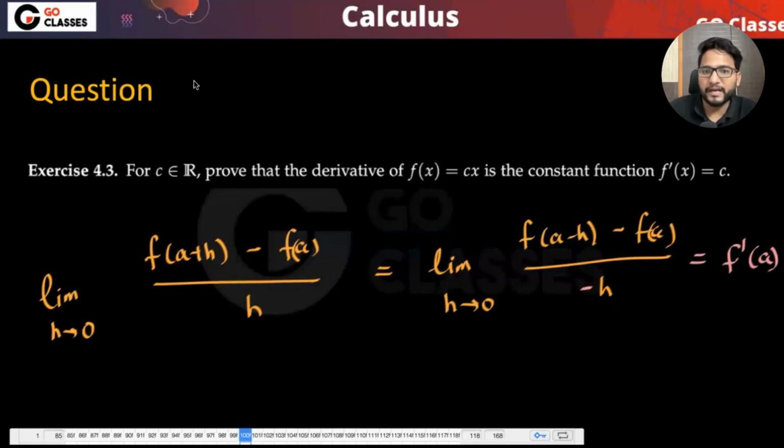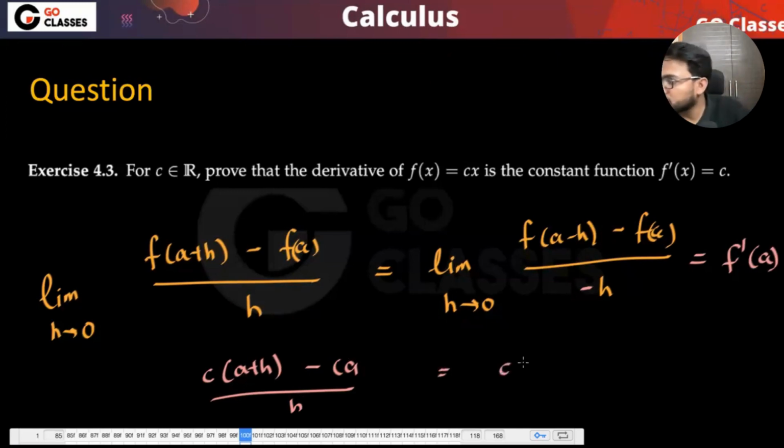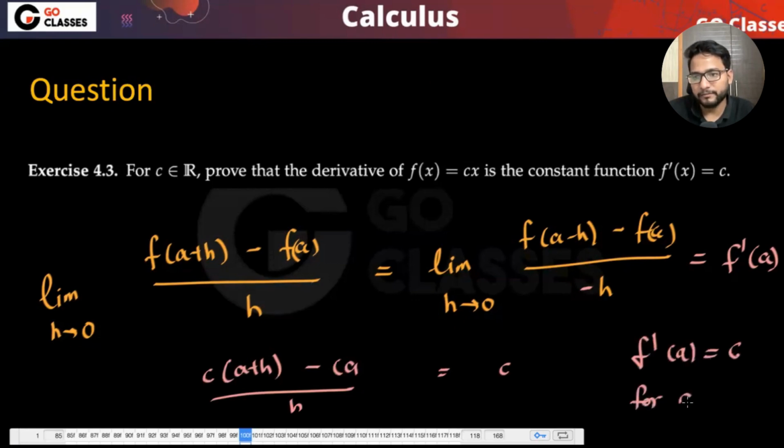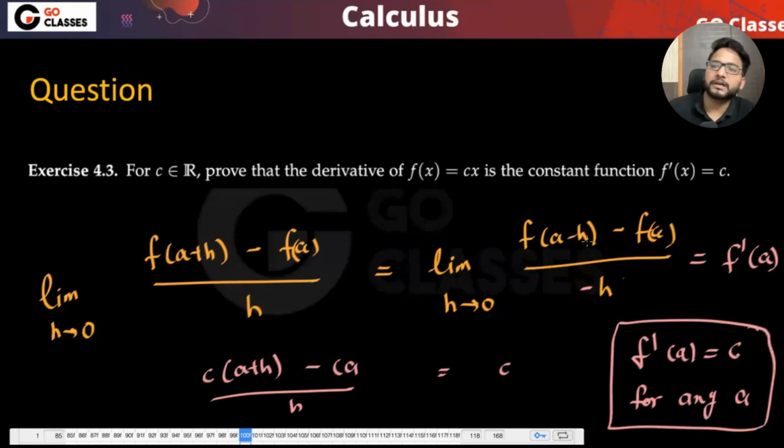So for any a, f(a plus h) is basically c into (a plus h) minus c into a, divided by h. It will be c, right? ca and ca will get cancelled out. It will be c. Similarly, here also it will be c. So since you are getting c from both sides, you can say that f dash a is c for any a. This is constant, and that's how you can prove that f dash x is c.